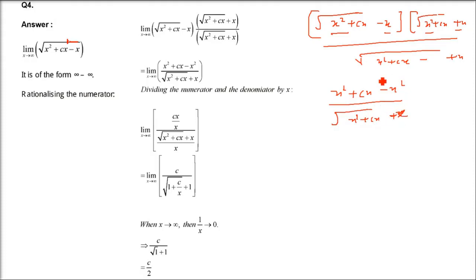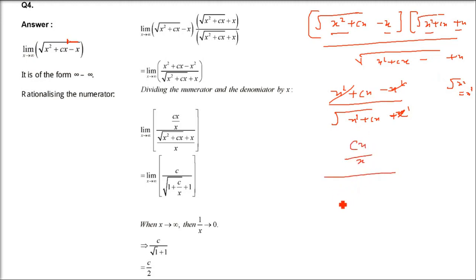So this numerator x square gets cancelled. The highest power will not be computed here, because x square gets cancelled. So first cancel this x square. So you have x as the highest power. Even if you take x inside the root, it has to be x square, so x has to be divided. So the highest power is x, so cx divided by x.